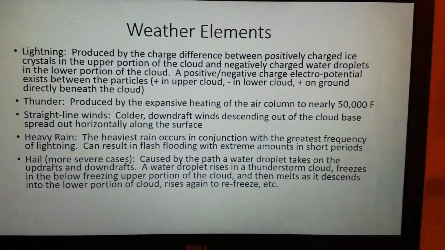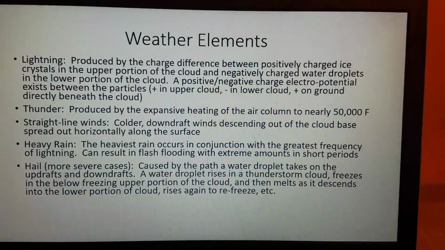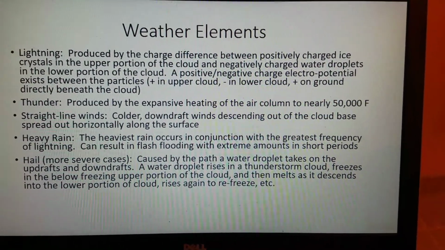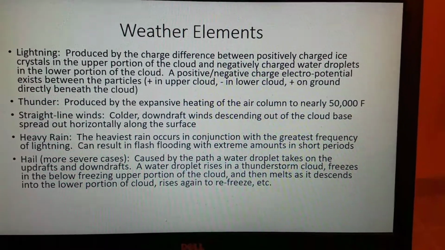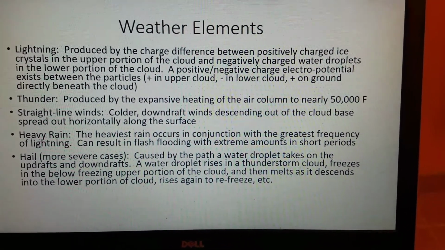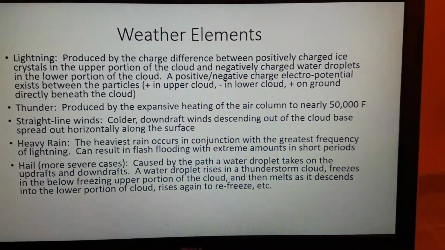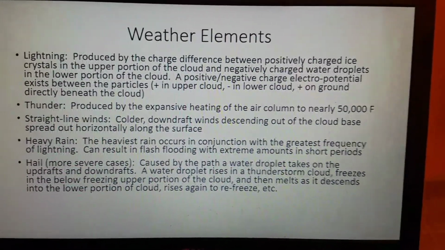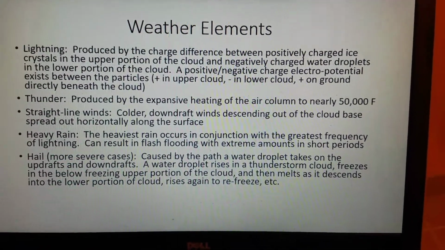All right, what are the weather elements produced by these thunderstorms? Well, you do have lightning, which we're very familiar with as we watch thunderstorms come in. And this is produced by the charge difference between the positively charged ice crystals at the top of the cloud and the negatively charged water droplets in the lower portion of the cloud. So a positive negative charge, you get this electropotential, or this difference in electricity between the positive and negative charges of the cloud. Eventually it becomes enough to overcome the air resistance, and you get a lightning bolt.